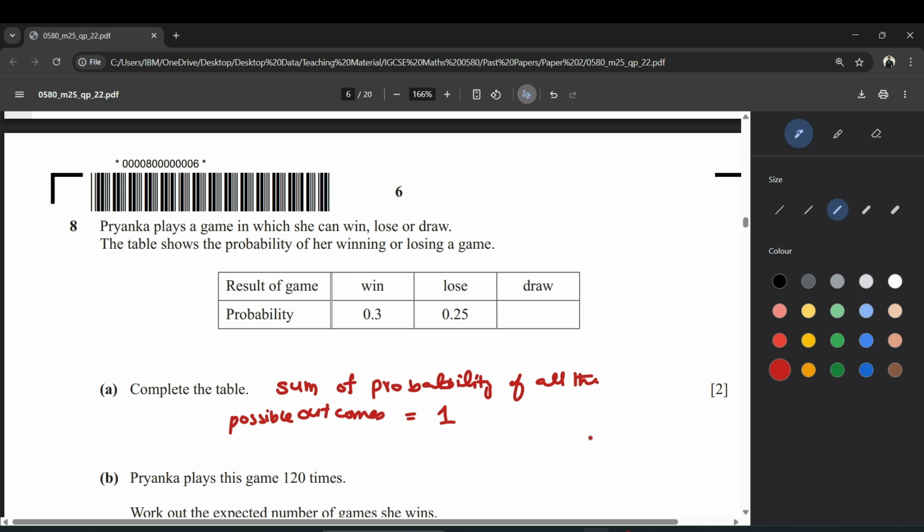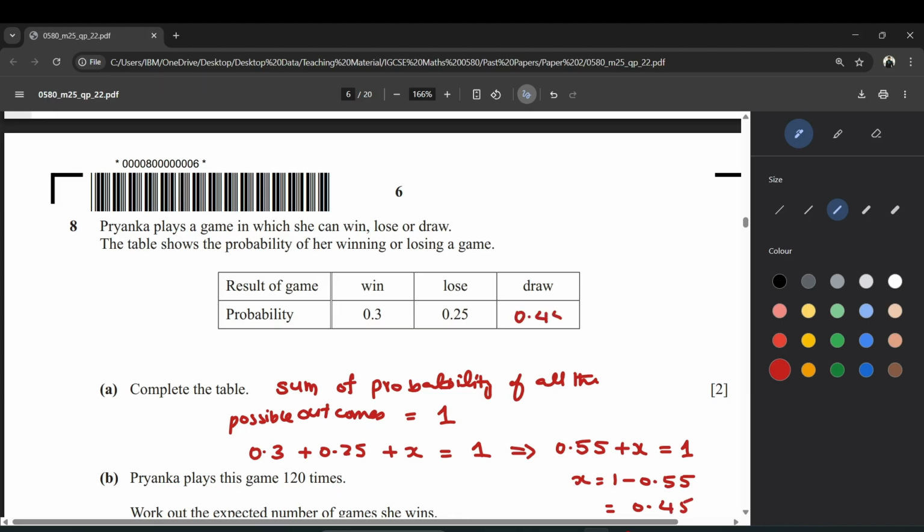Okay, so therefore I can say that 0.3 plus 0.25 plus x, let's say that this is x, is equal to 1. So we can say that 0.3 plus 0.25, that is 0.55 plus x is equal to 1. X is equal to 1 minus 0.55, and that would give us 0.45. Okay, so therefore the probability that a game would draw is 0.45.